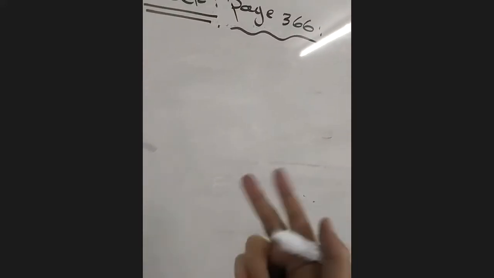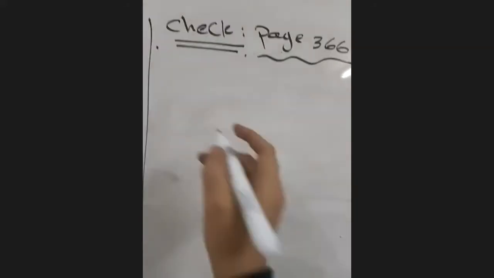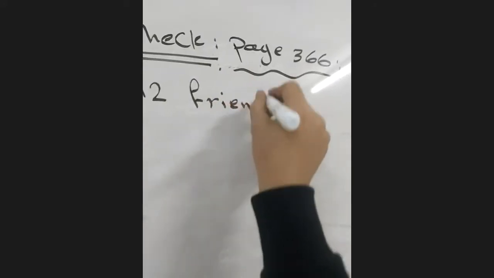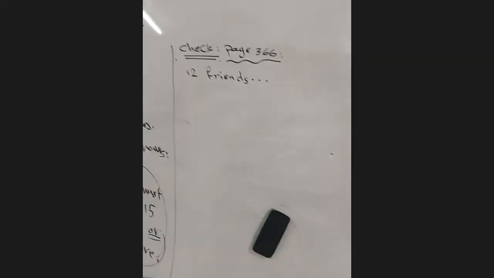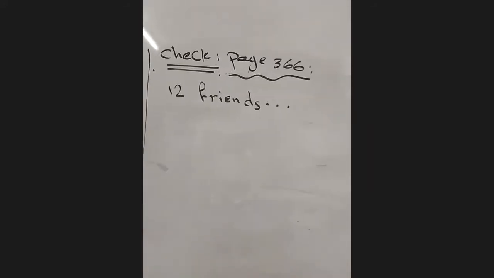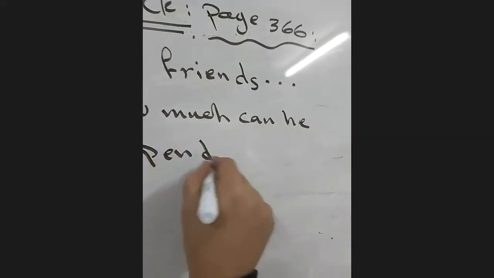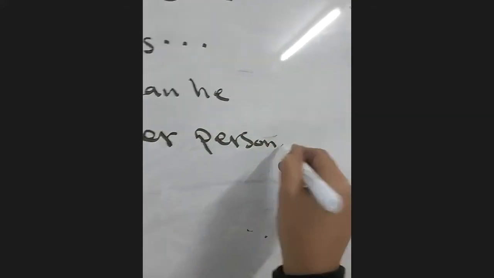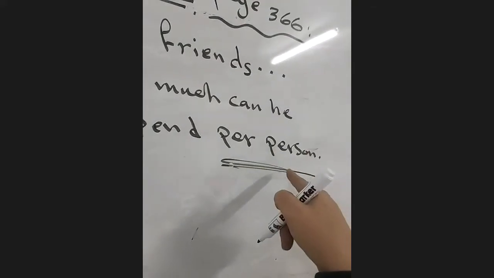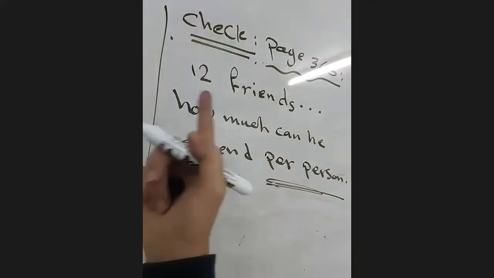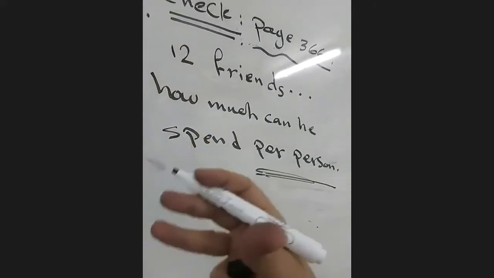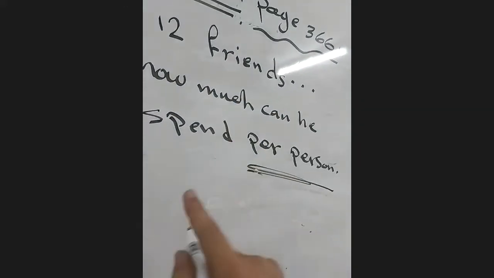Dominic has invited 12 friends to his birthday party. So Dominic invited 12 what? Friends. Continue. How much can he spend per person on party favors? What does per person mean? Like on each one, on each individual person. How many persons is he inviting? 12. And the question wants us to find how much he will spend on each person. Continue.